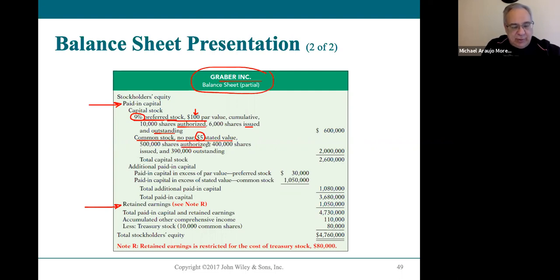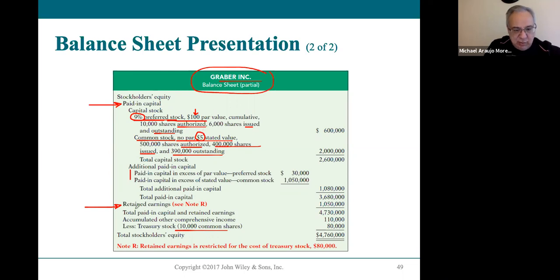500,000 shares authorized, legally approved. 400,000 of those have been issued, so they've been sold off. But look, only 390,000 are outstanding. If you started with 400,000 and you're down to 390,000, the other 10,000 must be treasury stock. And there it is, treasury stock listed there. Very important. Here's your paid-in capital in excess of the par values that you see here.